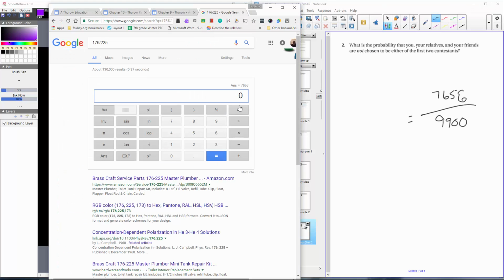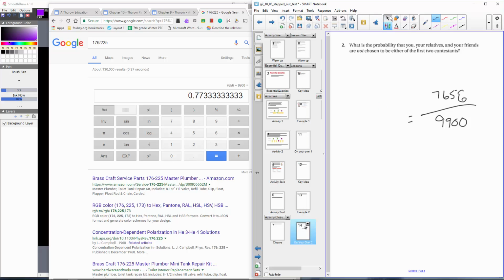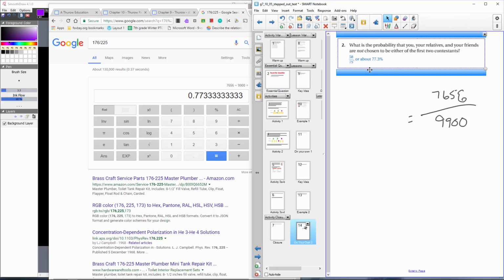So I'm going to do 7656 divided by 9900. And I get 77.3%. And that's exactly what it is here. Now, of course, they've reduced things down in the book to 58/75. I just simply divided, and I got the same answer. So it's up to you how you want to handle that.